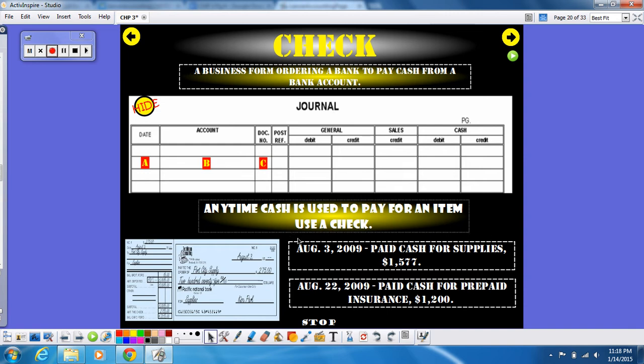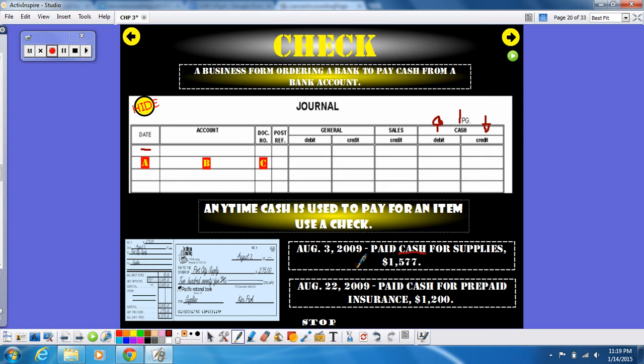All right, let's take a look here. August 3rd, 2009, paid cash for supplies. So the date is the easy part, August 3rd. Now, we paid cash, and like I said before, one of the reasons this is called a special amount column is because it gets used so much. So just like before, we're going to use cash. Once again, if cash decreases, it goes on the credit side. If cash increases, it goes on the debit side.